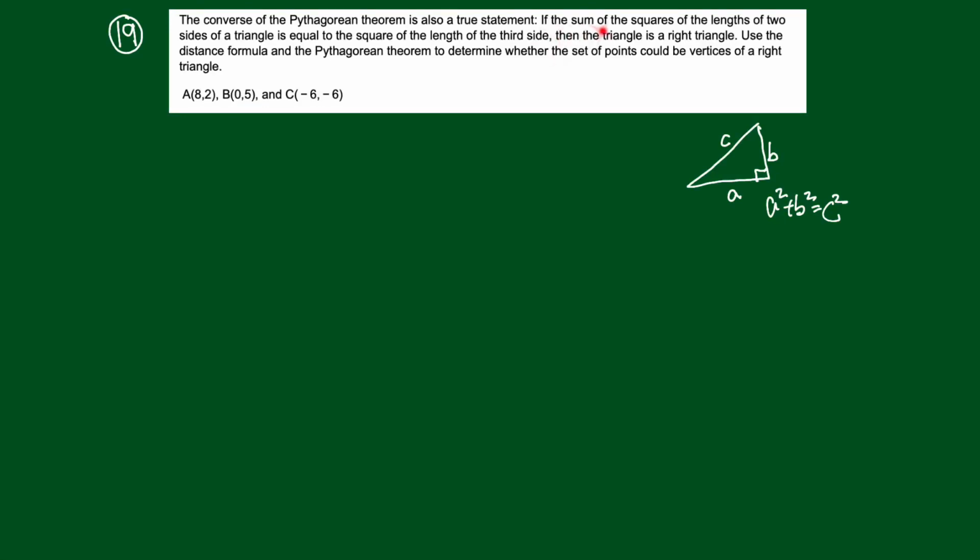This says, if the sum of the squares of the lengths of two sides is equal to the square of the length of the third side, then the triangle is a right triangle. All right, so that's the converse. Now use the distance formula and the Pythagorean theorem to determine whether the set of points could be the vertices of a right triangle.